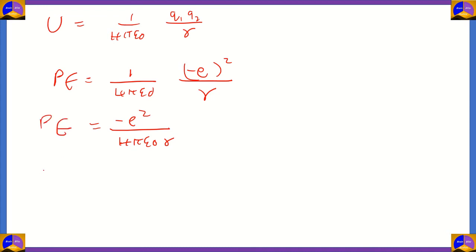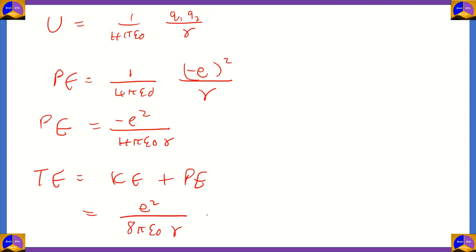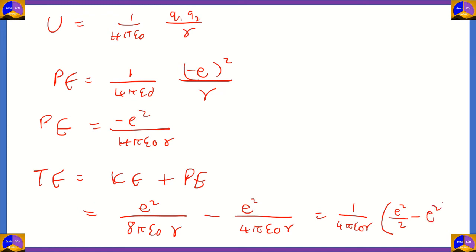for potential energy. In order to find the total energy of any system, we add the kinetic energy and the potential energy. So in this case, you have 1 by 8 pi epsilon naught e squared by R, which we can write down as e squared divided by 8 pi epsilon naught R minus e squared divided by 4 pi epsilon naught R. So now what we're doing is we're taking 1 by 4 pi epsilon naught R outside. So you basically have e squared by 2 minus e squared.